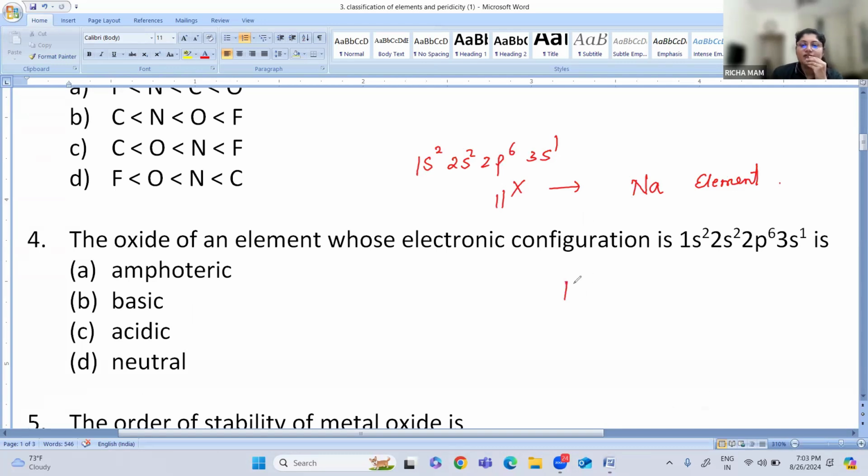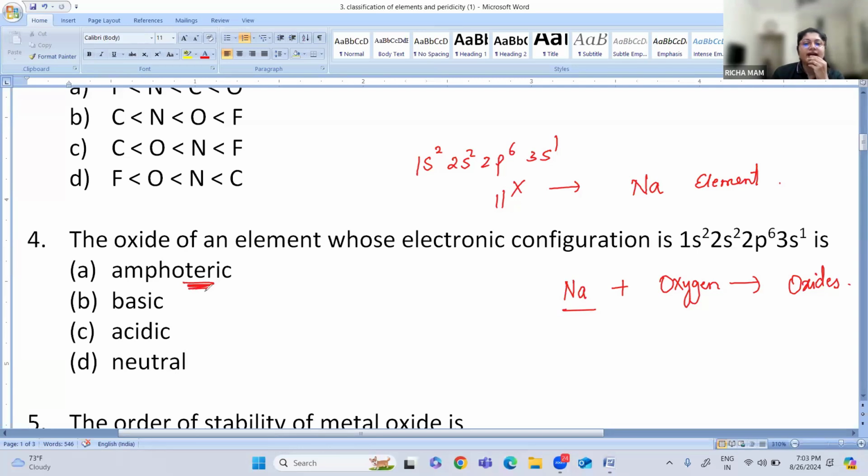Oxide means what? When the element sodium reacts with oxygen, it forms its corresponding oxide. When sodium reacts with the air or oxygen present, it forms the corresponding oxides. Now this oxide, what is it? Is it amphoteric in nature? Is it basic in nature? Is it acidic in nature, or is it neutral in nature?